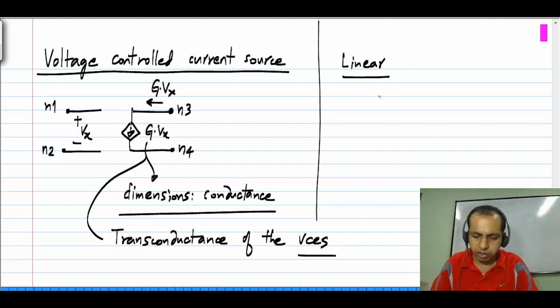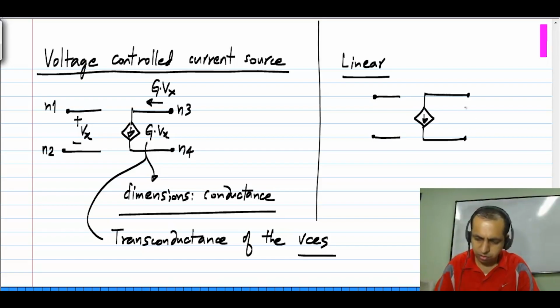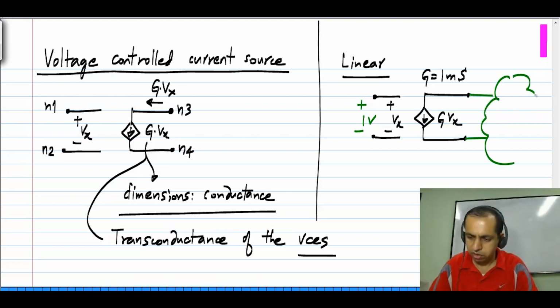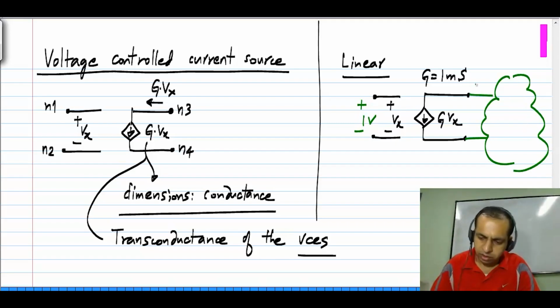Now what does this mean again? Let's say we had a voltage controlled current source, let's say given by G equals 1 millisiemens. It means that if I apply 1 volt on this side and let's say the other side is connected to some circuit, it causes a current of 1 milliamp to flow over there.